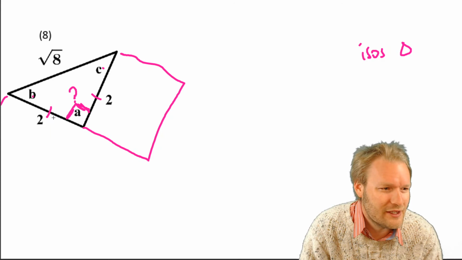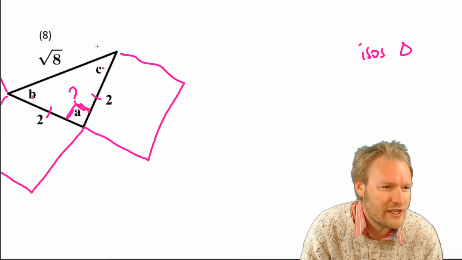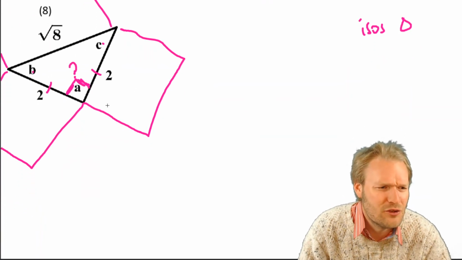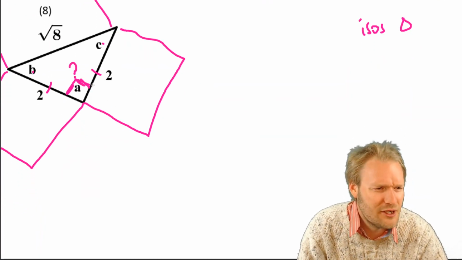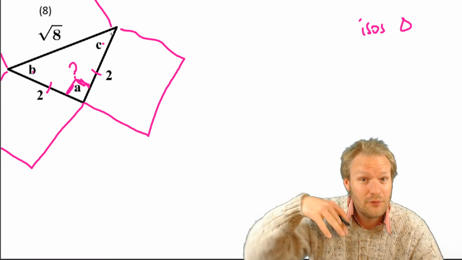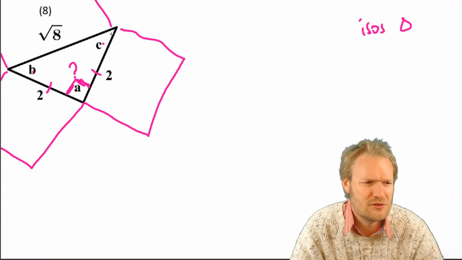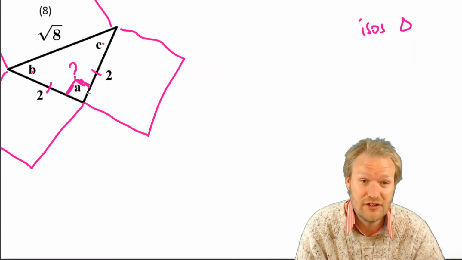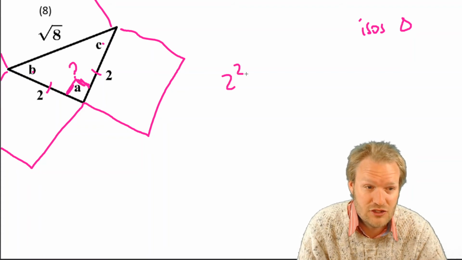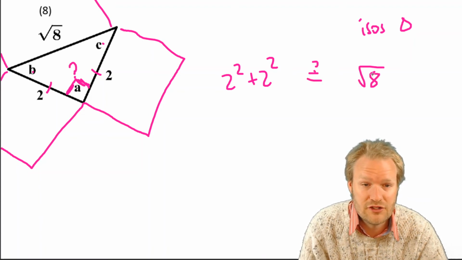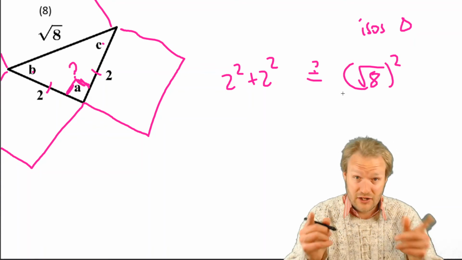So Pythagoras, remember, has to do with the squares that we drew. Ooh, there we go. So we said that for Pythagoras' theorem, that squared plus that squared equals that squared, if it's a right angle. But the opposite, the converse, applies as well. If this squared plus this squared equals this squared, then it's a right angle. So is 2 squared plus 2 squared equal to the square root of 8 squared? If it is, then it's a right angle.